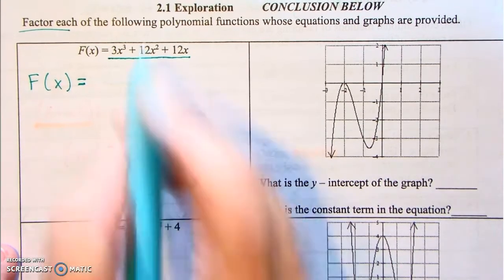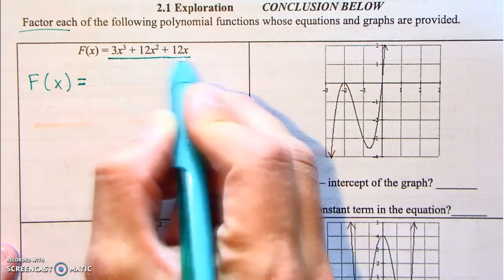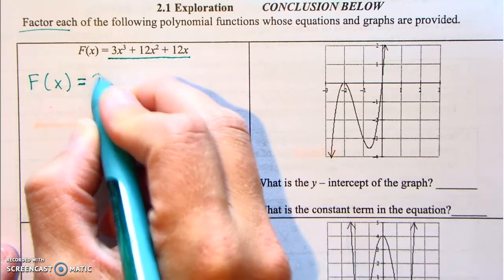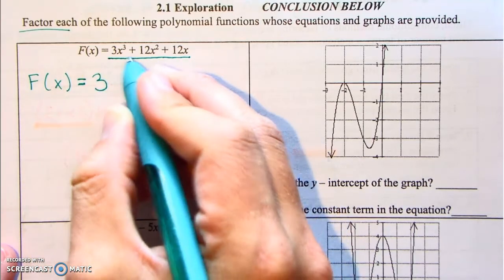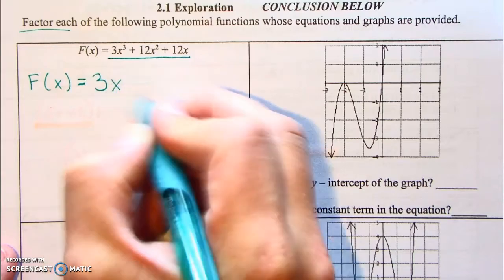Okay. So does this have a common factor? Yeah, I see a 3 is in everything. And is there a common x in everything? Yes. So I'm going to take out 3x.